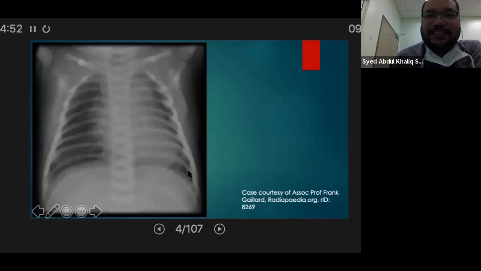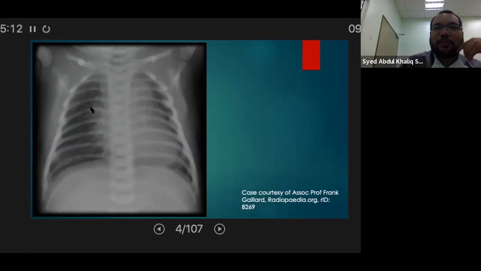What is this? Transient tachypnea of the newborn. So yeah, this is TTN. Basically, this is almost a normal picture. But you can see there's very high lung opacity, very high opacity there. And then you can see some fluid in the fissure. It's not that clear, but sometimes you may see much clearer fluid in the fissure.